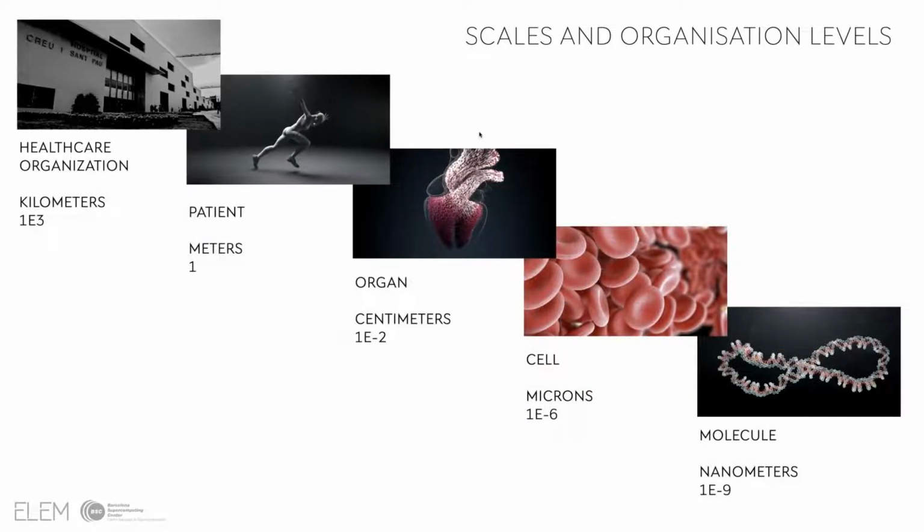The scale span is really very large. If you think about a molecule and you think about the healthcare organization, you have about 12 orders of magnitude from one to the other. So it is impossible to solve everything.